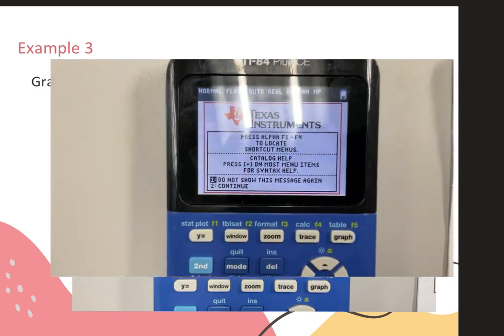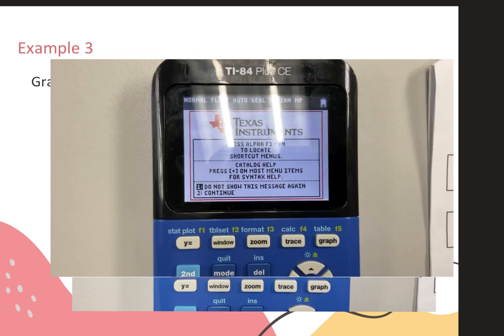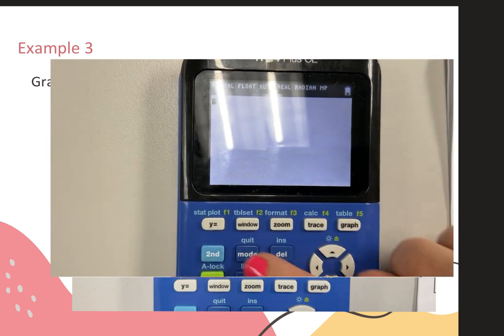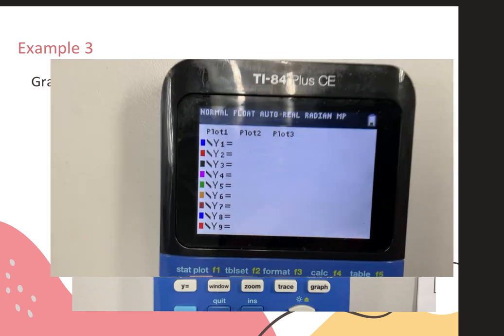Now, in order to graph anything, we're going to hit the y equals, so y equals in the top left.